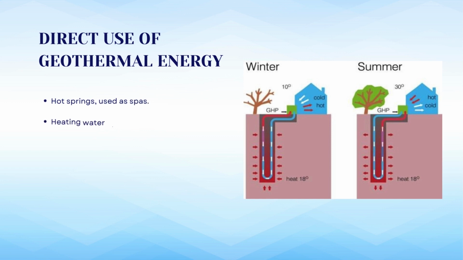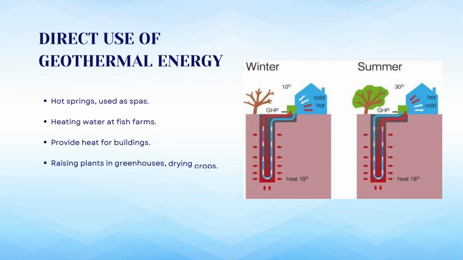The heat energy can be brought to the earth's surface in the following ways: from direct hot springs or geysers, or geothermal heat pumps. Their uses are broadly classified as direct use and indirect use. The direct use of geothermal energy can be found as hot springs used as spas, heating water for fish farms, providing heat for buildings, raising plants in greenhouses, drying crops, and providing heat to industrial processes.